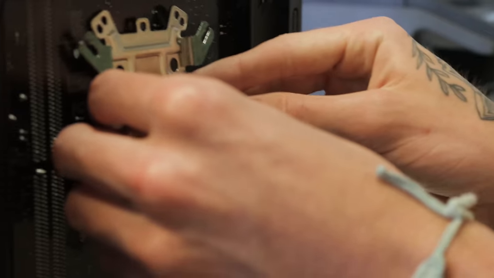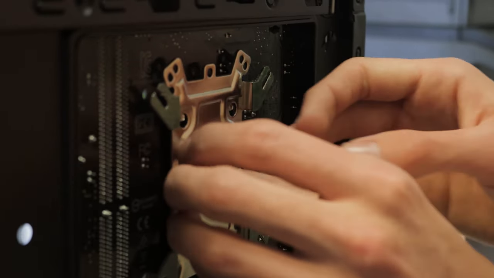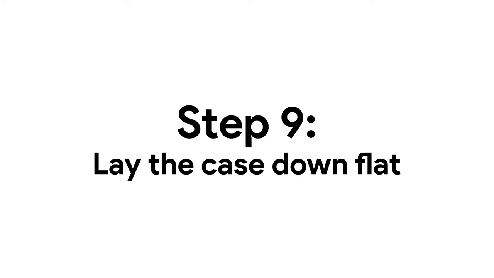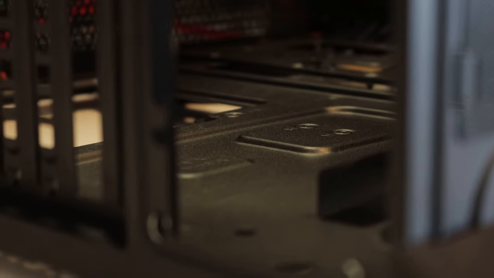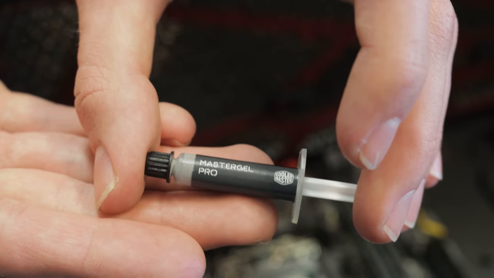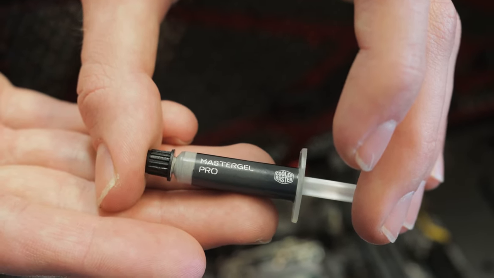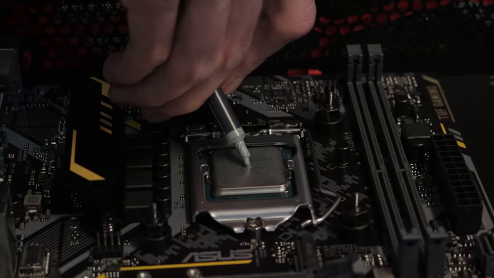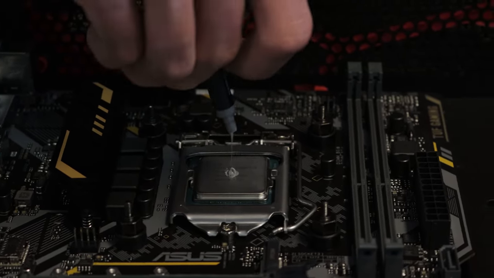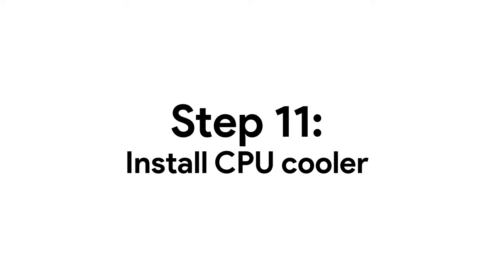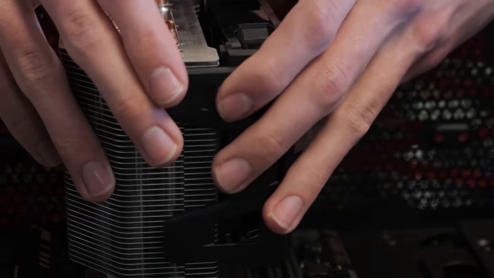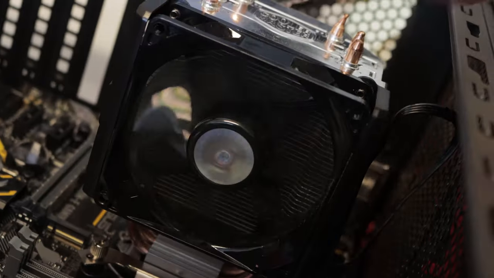Step 8. Go to the back of the case and install your CPU cooler bracket. Step 9, move to the front of the case and lay it down flat. Step 10, locate the CPU and apply a dab of thermal paste in the center of the CPU. It should be about the same size as a grain of rice. You'll only need a small dot as it will expand when compressed. Step 11, line up your bracket and cooler, then proceed to screw your cooler down on top of the CPU.